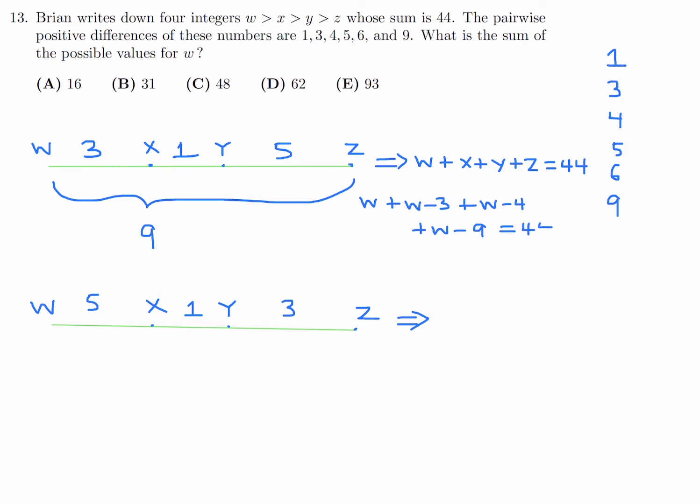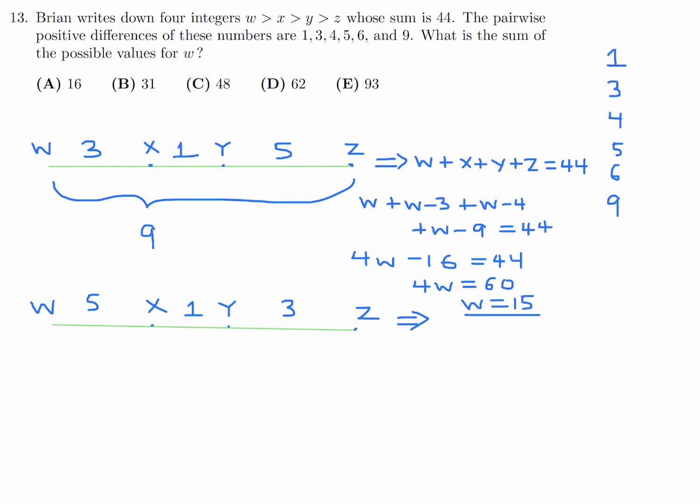And that equals 44. So adding, we get 4w minus 16 is equal to 44, and therefore 4w is equal to 60, and therefore w is equal to 15. So this is my first value for w.